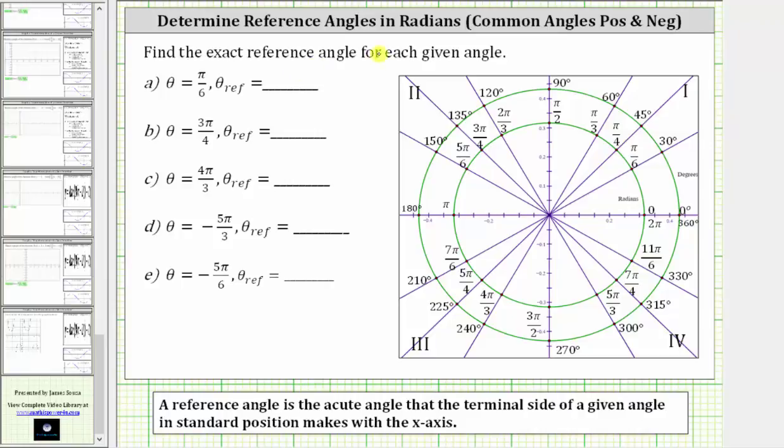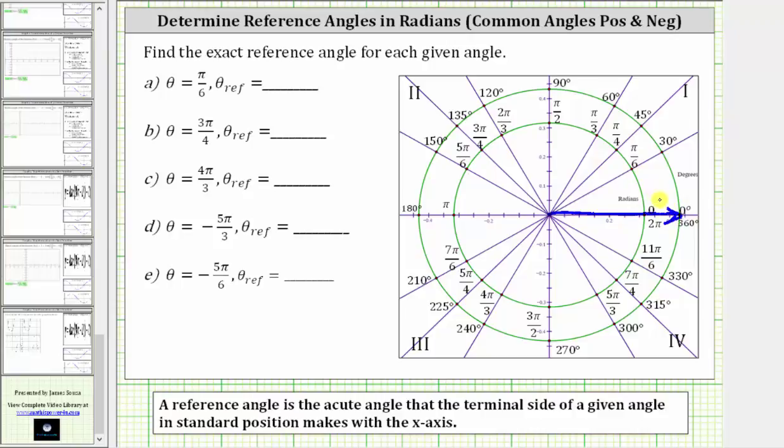We're asked to find the exact reference angle for each given angle, and notice how the angles are given in radians, and we have both positive and negative angles. A reference angle is the acute angle that the terminal side of a given angle in standard position makes with the x-axis. When sketching an angle in standard position, the initial side is always along the positive x-axis.